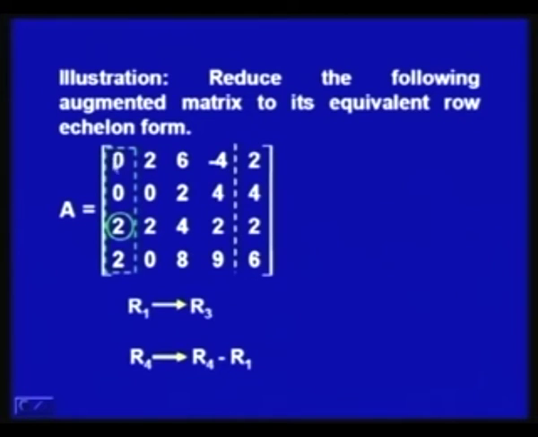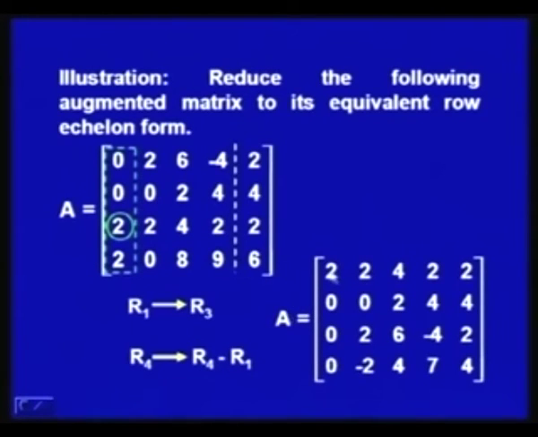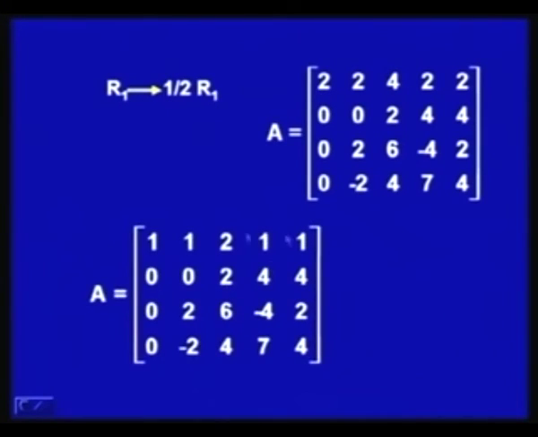So, once this becomes R1, then R4 minus R1 will make this element 0. If we apply these two transformations, then what we have is this matrix. So, it is 2 here, 0 0 0, this 0 0 are already there, this is being interchanged and this is subtracted from this. So, we will have this matrix. Now, once we obtain this matrix, we write down R1 as half times R1, that makes it a pivot. So, we have this matrix.